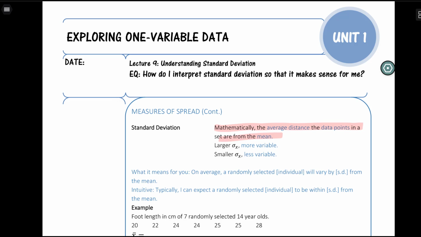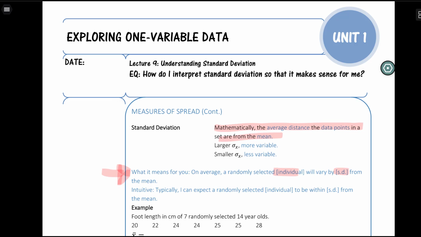Now, this is an interpretation, like a little template for you to use, okay? What it means for you: on average, a randomly selected individual will vary by a standard deviation from the mean. You just need to fill in the blanks for individual and standard deviation. You'll see what we mean here.